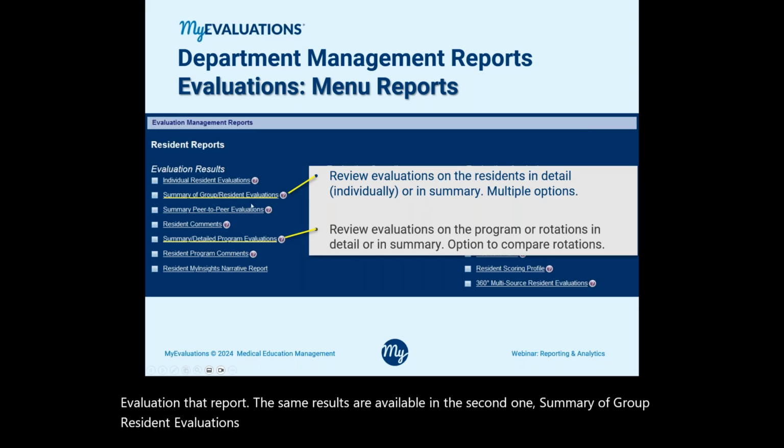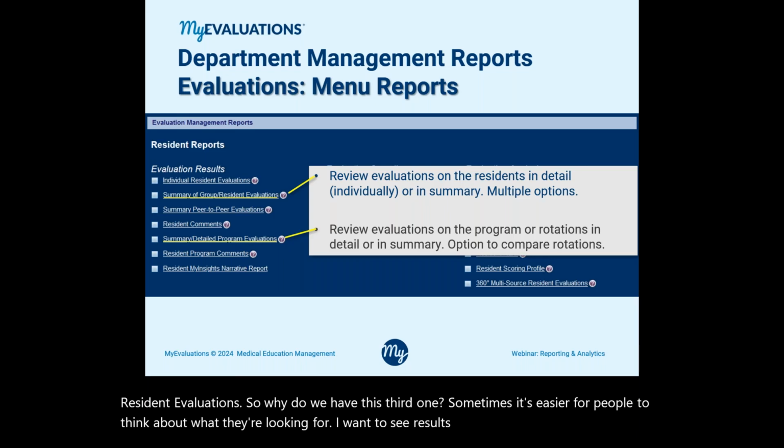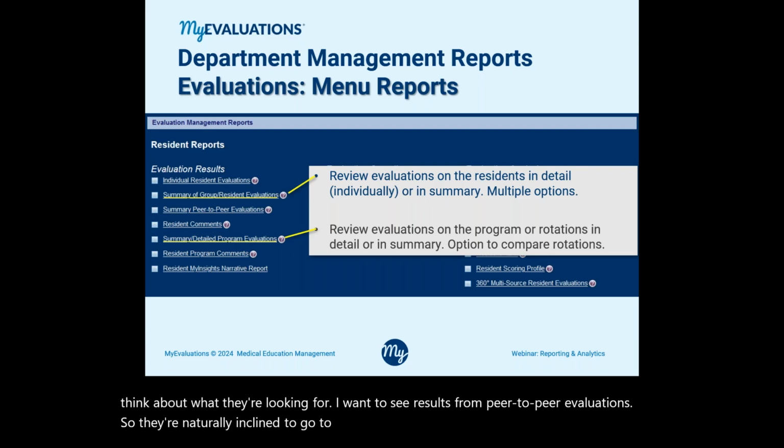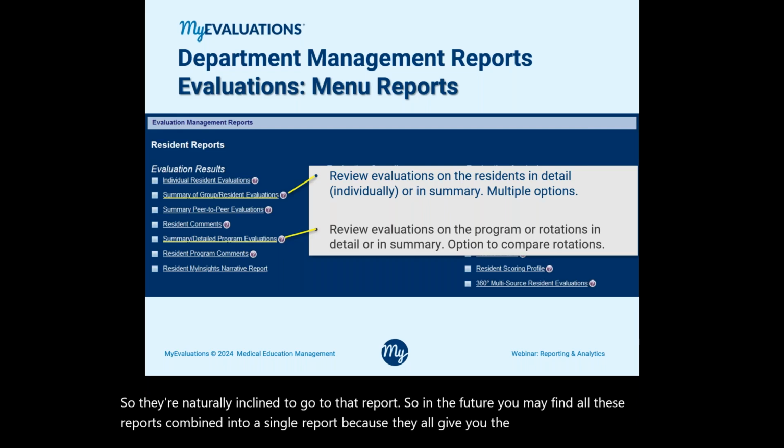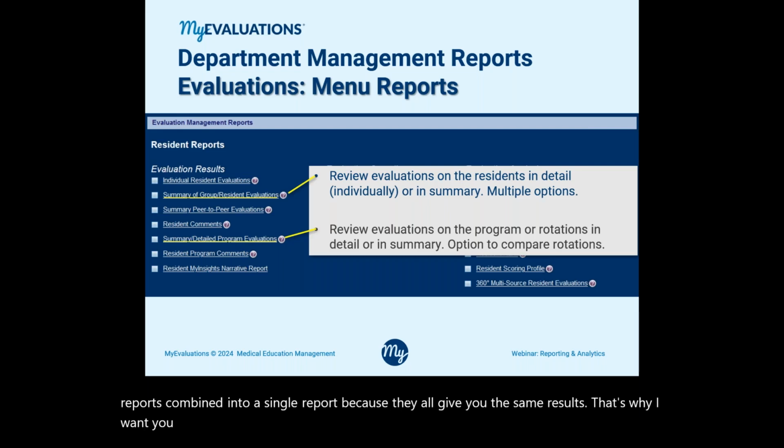So why do we have this third one? Sometimes it's easier for people to think about what they're looking for. I want to see results on peer-to-peer evaluations. So they're naturally inclined to go to that report. So in the future, you may find all these reports combined into a single report because they all give you the same results. That's why I want you to focus on just the second one, summary of group resident evaluations.